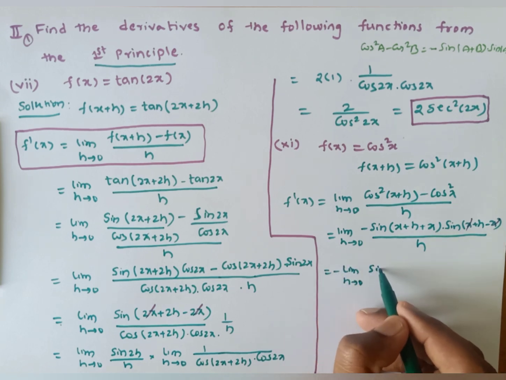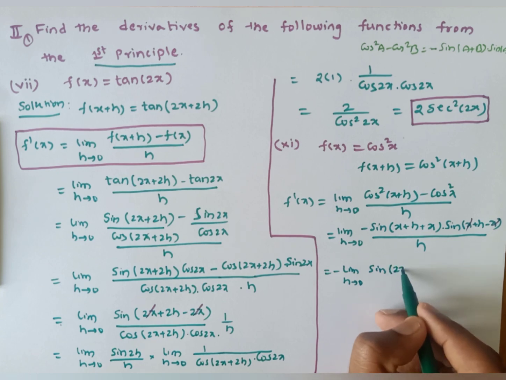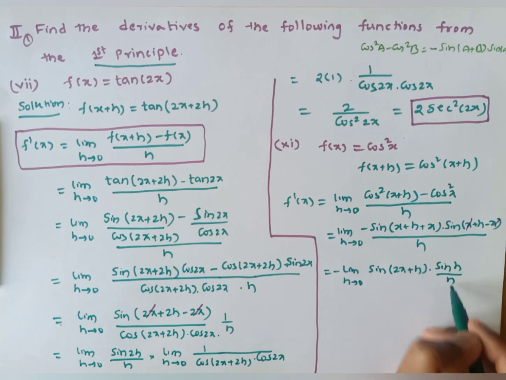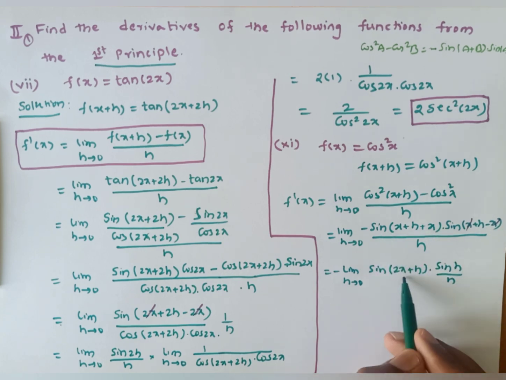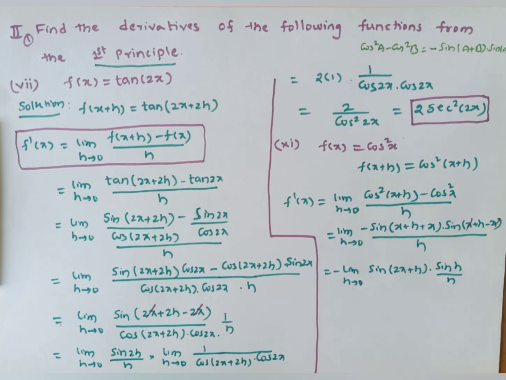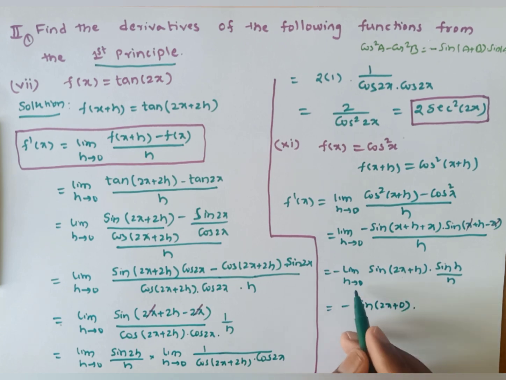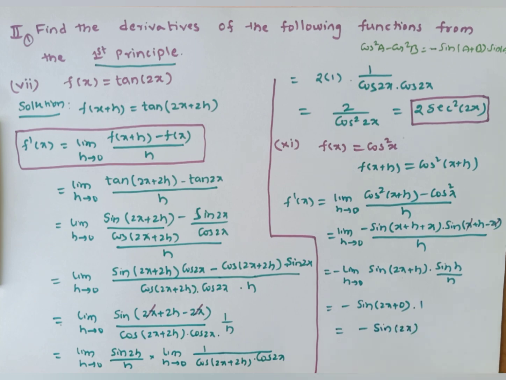Now this is sin of x plus x, 2x plus h, into sin h by h. Now apply the limit. Minus the limit h tends to 0, sin of 2x plus h, what does it become, sin of 2x plus 0, into limit h tends to 0, sin h by h is 1. So this is minus sin 2x. So the derivative of cos square x is minus sin 2x.